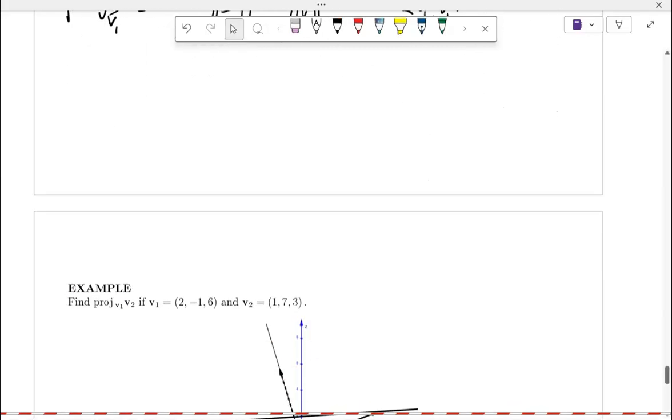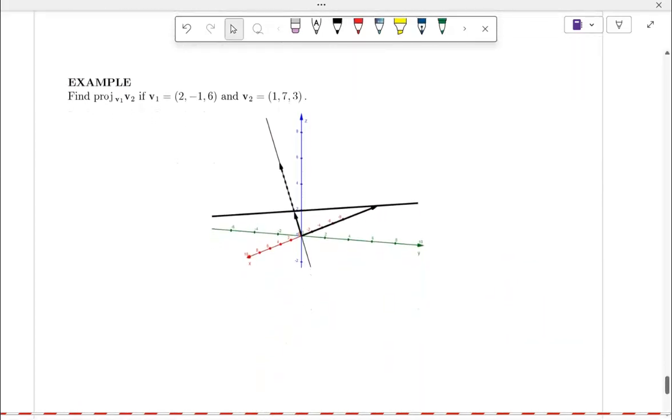Let's see if we can put this formula to work in a Euclidean sense, and then we'll talk about how we might do it in a different sense in a little bit. We've got the projection of V2 onto V1 if we have these two Euclidean vectors. I tried to make the picture. This one that has the little thicker dashed line here, that's the 2, -1, 6. The 1, 7, 3 is this black one that's pointing in this direction. And so I put in the line between the tips that would show you where the projection goes. So this short little vector should be the projection.